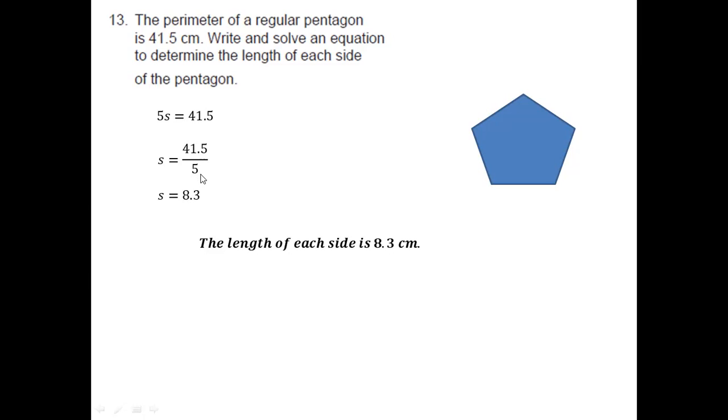Then bring down the 5, 15 divided by 5 will give you 3. And place the decimal point. So S is equal to 8.3. So the length of each side is 8.3. This is how you have to write the equation and solve it.